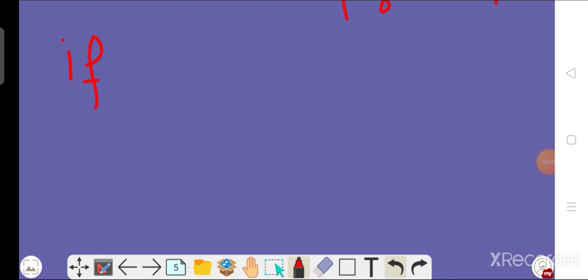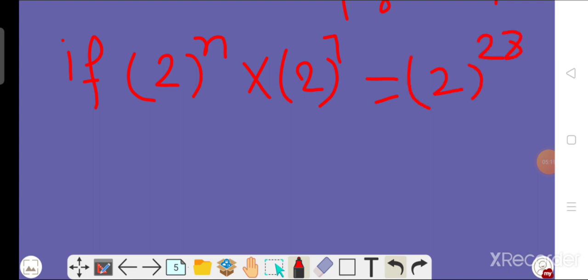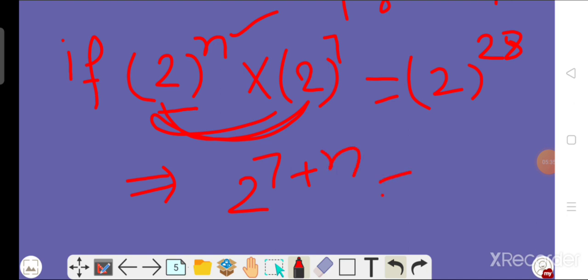If we have a question like this, 2 raised to the power n multiplied by 2 raised to the power 7 is equal to 2 raised to the power 28, then we have to calculate the value of n. Okay. Now we use the property of exponential terms. We have same base, so we can add the powers. So this will become 2 raised to the power 7 plus n, and this is given equal to 2 raised to the power 28. If we have same base, then we can compare their powers.